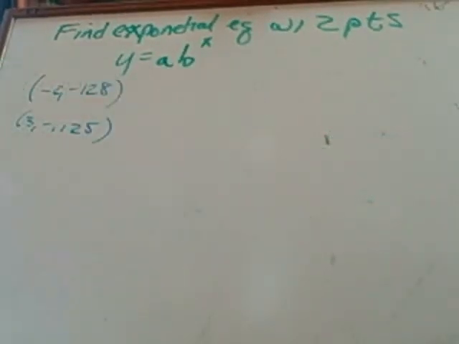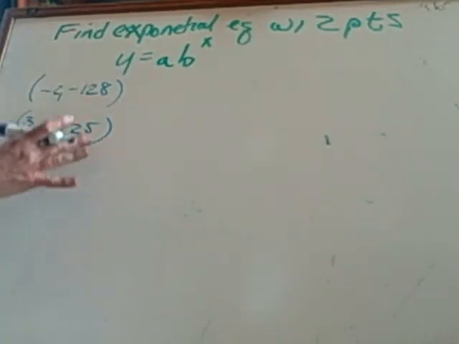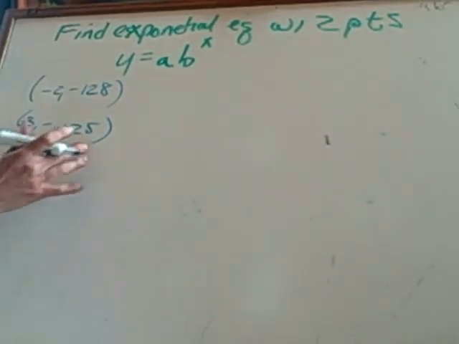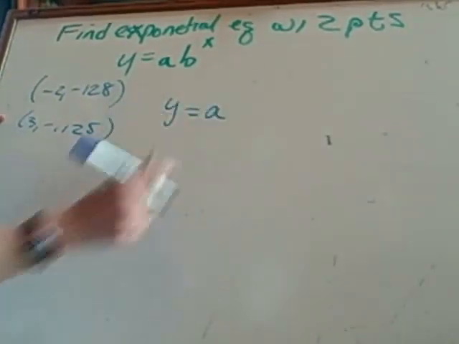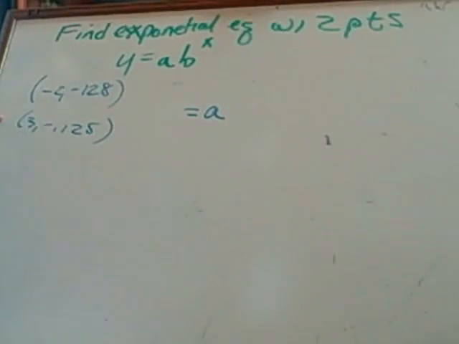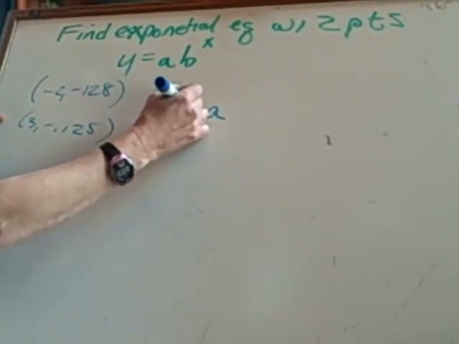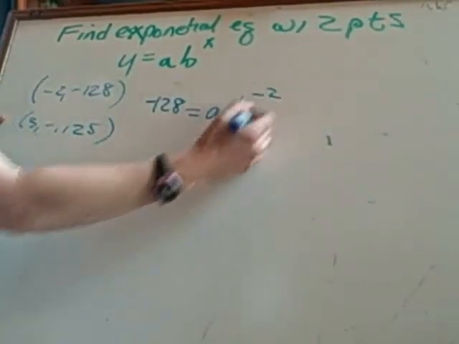Great. All right, now we're on our last example on page 6, and it gave us points here that have negatives, but we're still going to start the same way. We're going to use this point, plug in for x and y, and then this point, plug in for x and y. So we get y equals a, well, come on Trace, we're plugging in y. So how about negative 128 equals a b to the negative 2?